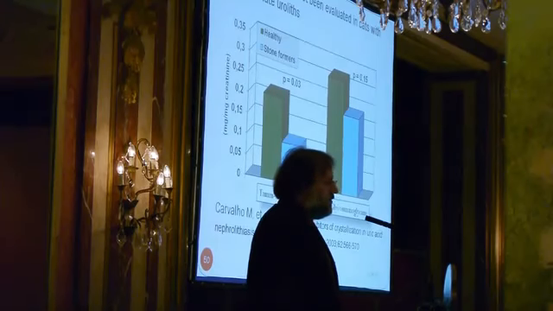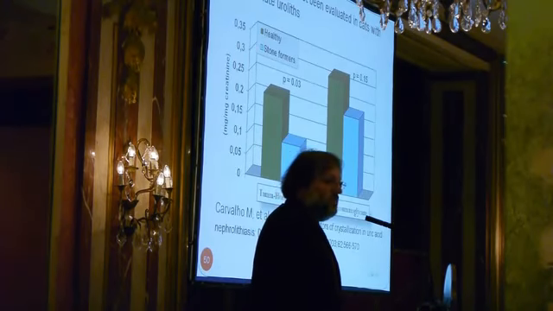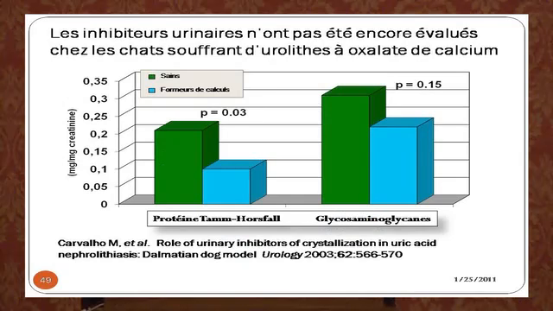In fact, the only study done in dogs or cats is this study that looked at urinary inhibitors in Dalmatians who form urate stones. And it was found that Tamm-Horsfall protein and glycosaminoglycans that are inhibitors of ammonium urate formation were lower in the stone-forming Dalmatians than in the non-stone-forming Dalmatians. This has not been evaluated yet in cats.